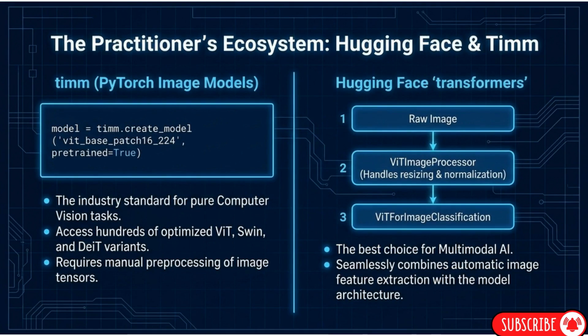As a practitioner, you do not always need to build ViT from scratch. Libraries like Hugging Face Transformers and TIMM provide ready-to-use vision transformer models. TIMM is very popular for computer vision models, and Hugging Face is useful when you want pre-trained models, pipelines, and fine-tuning support. For learning, build a simple ViT once, but for real projects, start with pre-trained models and fine-tune them for your use case.